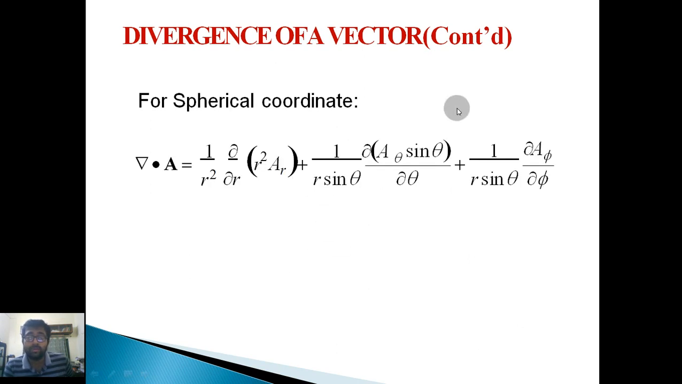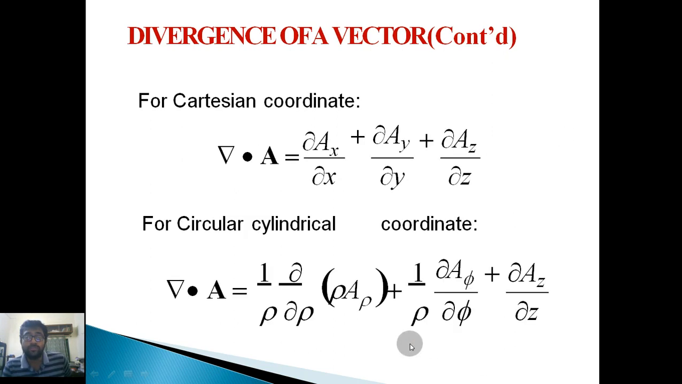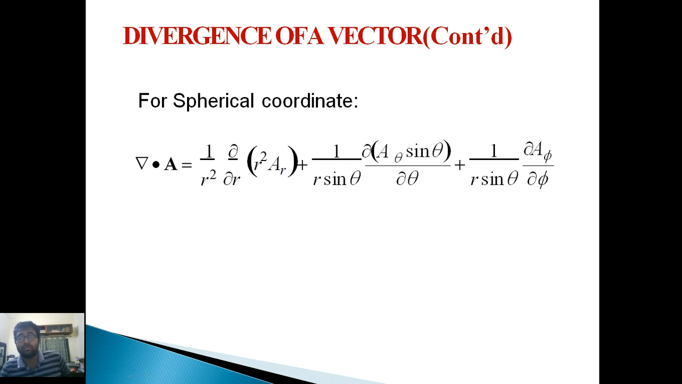And for the spherical coordinate system, we got del dot A is 1 by r square, del by del r operating on r square into A suffix r, plus 1 by r sin theta, del by del theta operating on A suffix theta into sin theta, plus 1 by r sin theta, del by del phi operating on A suffix phi. So this is for the Cartesian coordinate system, this is for the circular cylindrical coordinate system, and this is for the spherical coordinate system. For all these functions, the del operator will be the same.